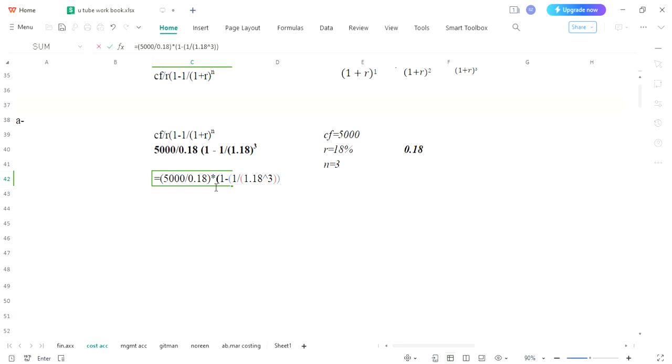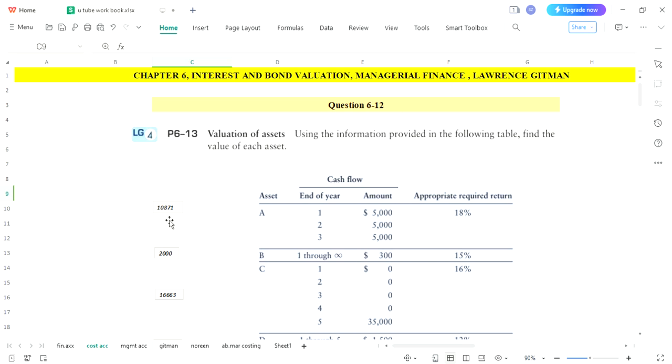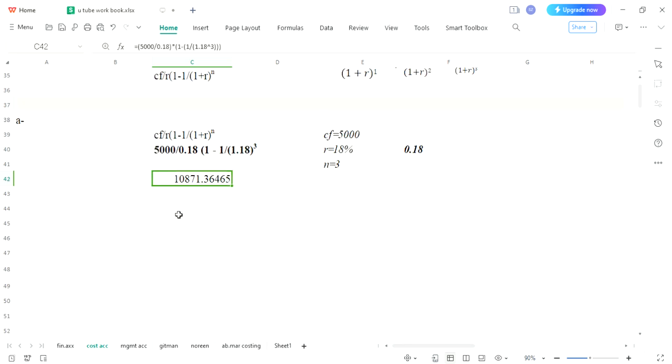So we have got our first amount and that is visible over here, 10,871, and our answer is also 10,871. So this is the first way to calculate the value of an asset, or current value or present value of an asset. I am going to make a little distance over here so that it should be visible in a proper way.